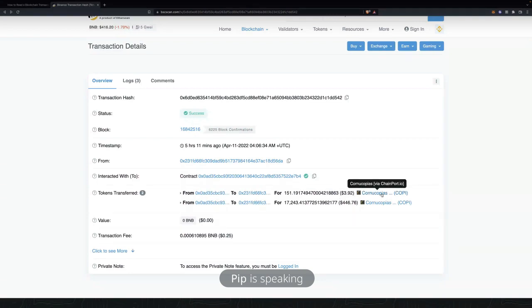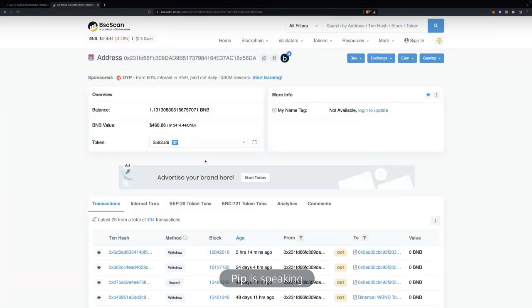151 cornucopias and 17,243 cornucopias. And you can see from that address to this address, from that address to this address. Okay? So let's have a look again. From which address? Click here. Obviously, we're going back to the original address.